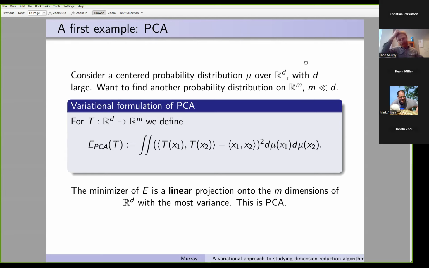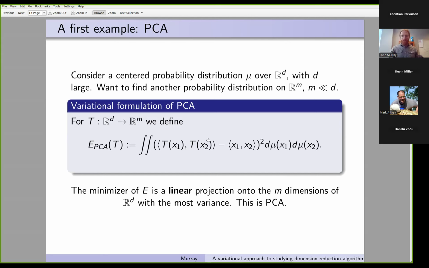Here I'm thinking of a centered probability distribution, so it has mean 0. I'm thinking of D as this high-dimensional space of features. It's whatever data I have available to me. And I'm trying to find a different distribution representing this data in R^m, where m is much smaller. So I'm looking for a function T from this high-dimensional space to this low-dimensional space. And I have to write down some energy which says how well this T has preserved structure, and I have to define what I mean by structure.